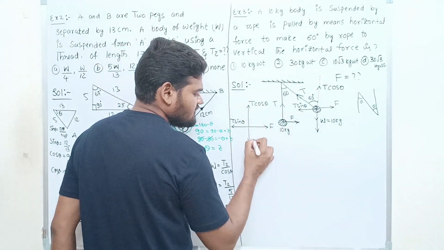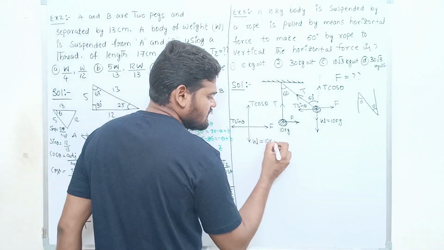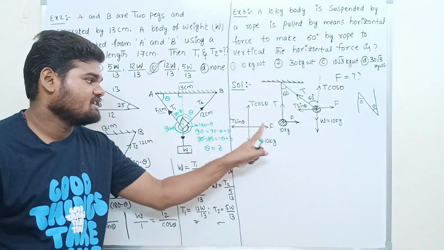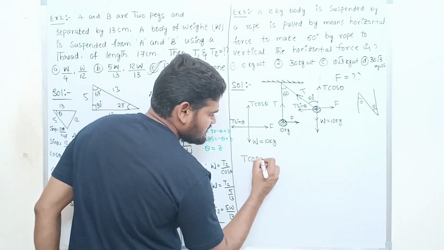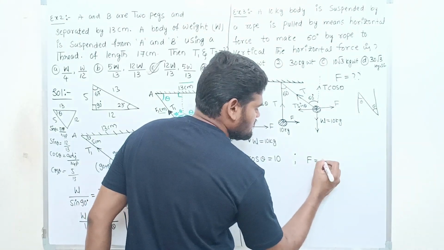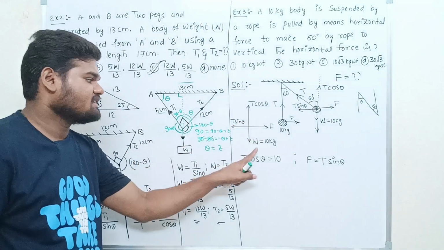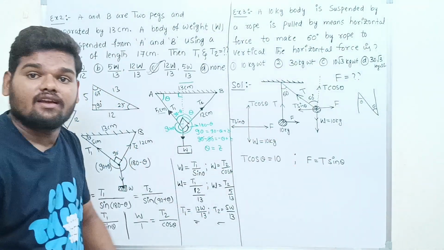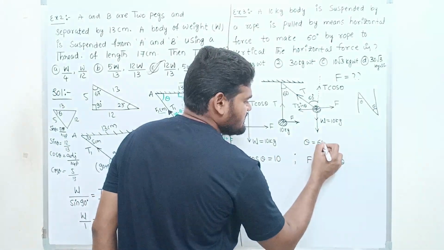In the downward direction, the gravitational force or weight of the body is acting, how much? 10 kg. Okay, have a look. These two are equal and opposite forces. Then we can write T cos theta is equal to 10, and capital F is equal to T sin theta. So T cos theta is equal to 10, T sin theta is equal to capital F. What is theta here? Theta is equal to 60 degrees.